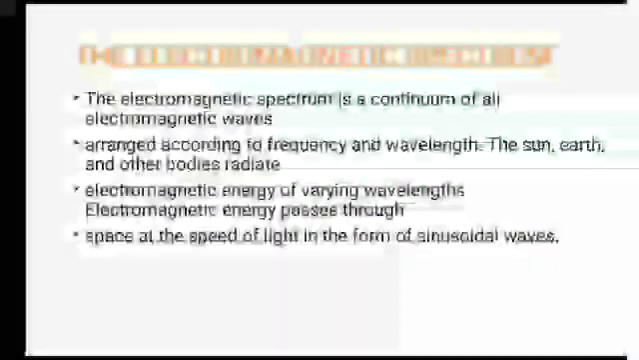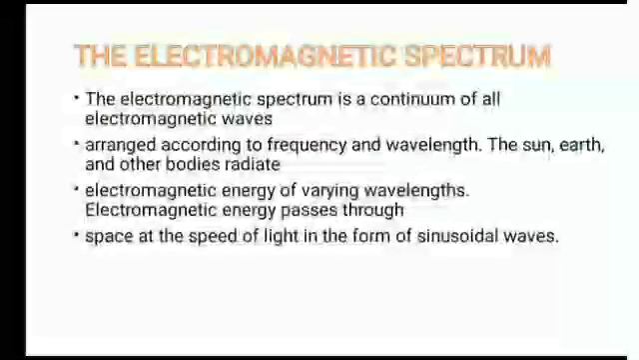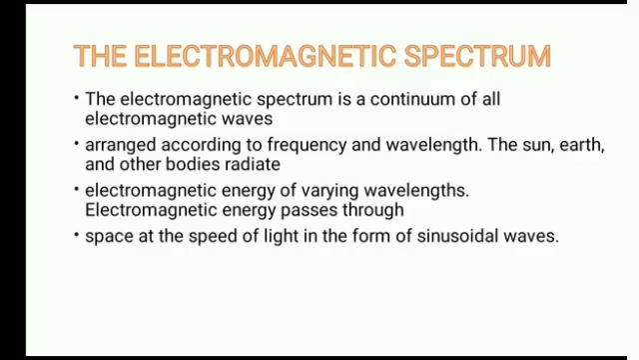The electromagnetic spectrum. The electromagnetic spectrum is a continuum of all electromagnetic waves, arranged according to frequency and wavelength. The sun, earth, and other bodies radiate electromagnetic energy of varying wavelengths. Electromagnetic energy passes through space at the speed of light in the form of sinusoidal waves.